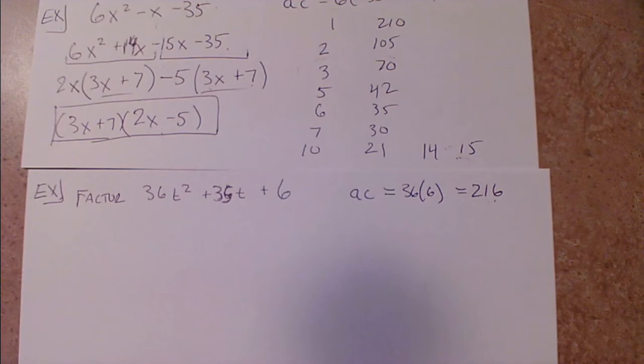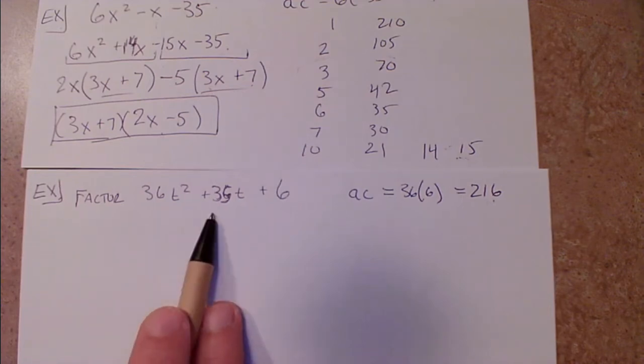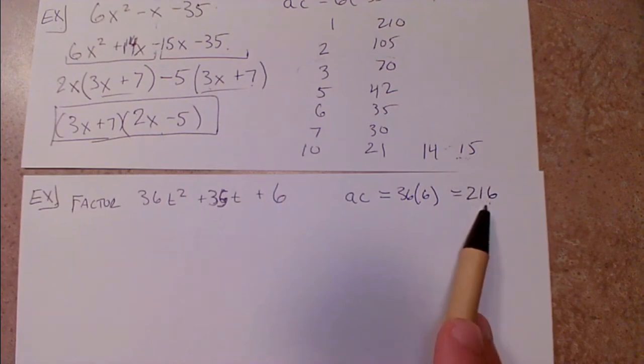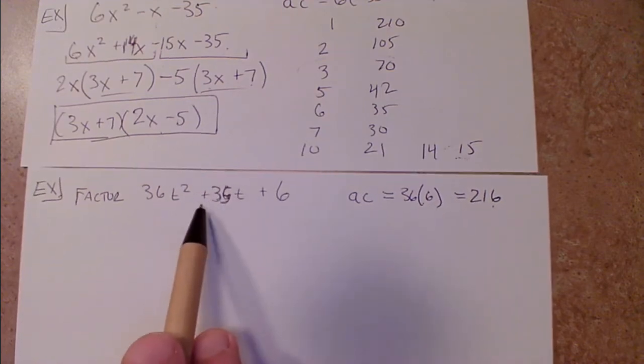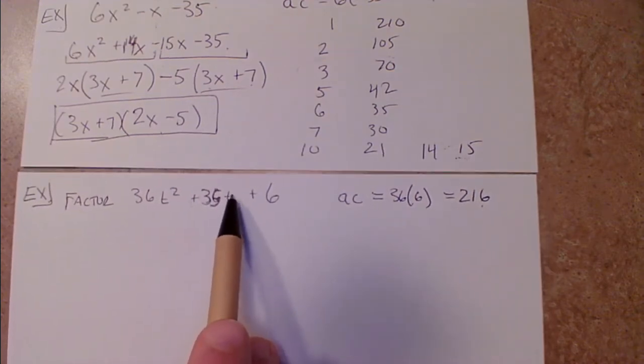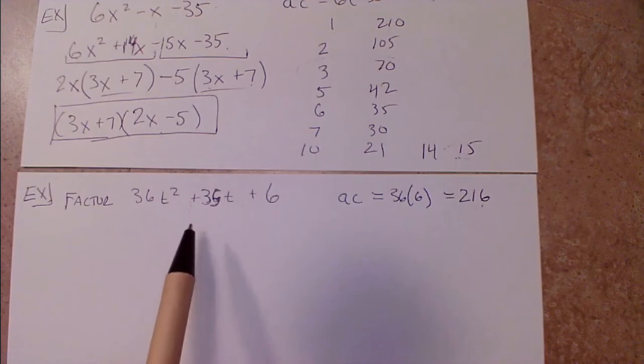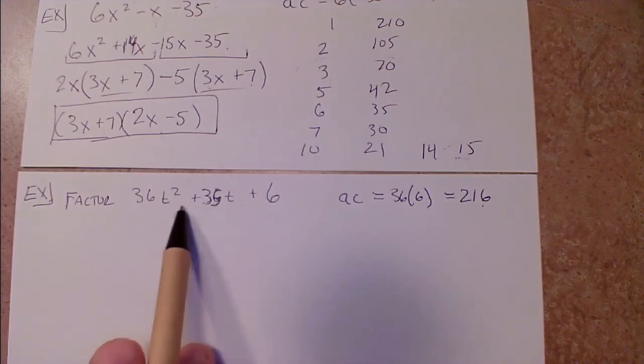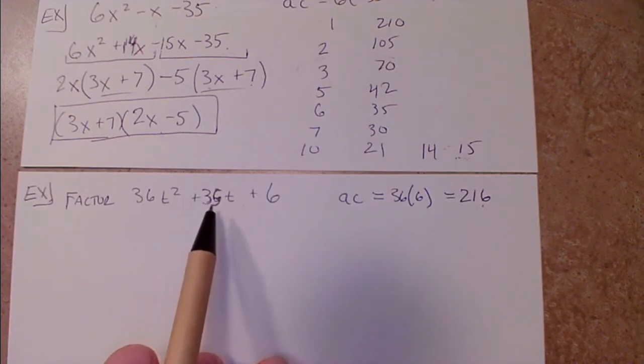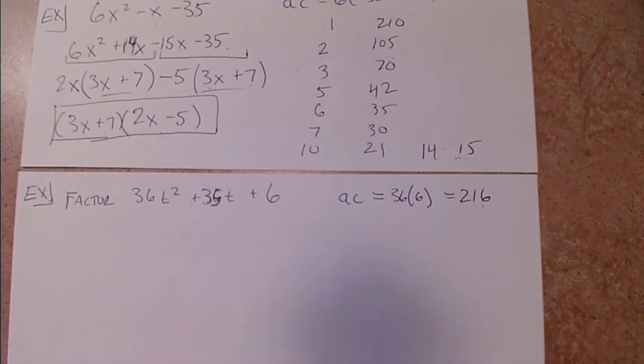For example, 1 and 216, those aren't going to work. We're going for 35. 1 plus 216 is 217. 1 minus 216 is negative 215. Also, notice that these are both positive, so the subtraction, the negative stuff, is kind of out of the question. Everything that we're dealing with is positive here. So I'm going to skip 1 and 216. I just told you why.